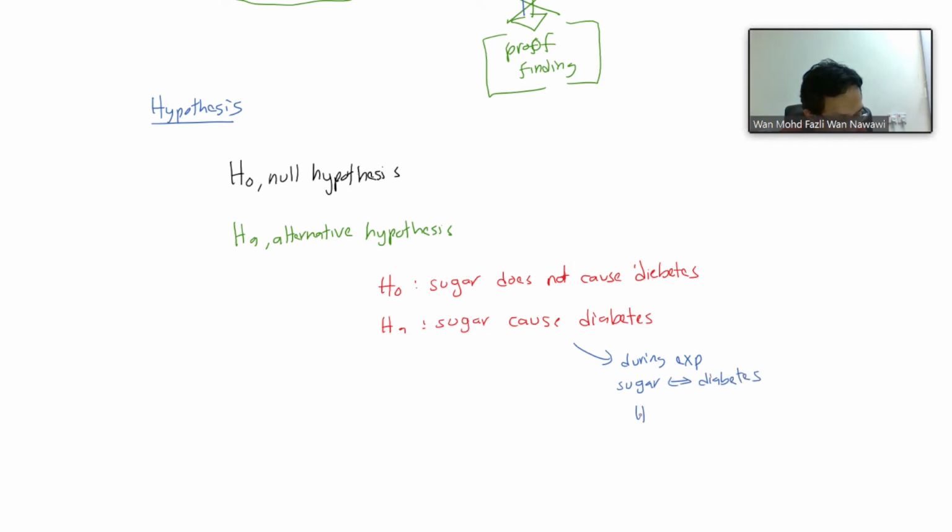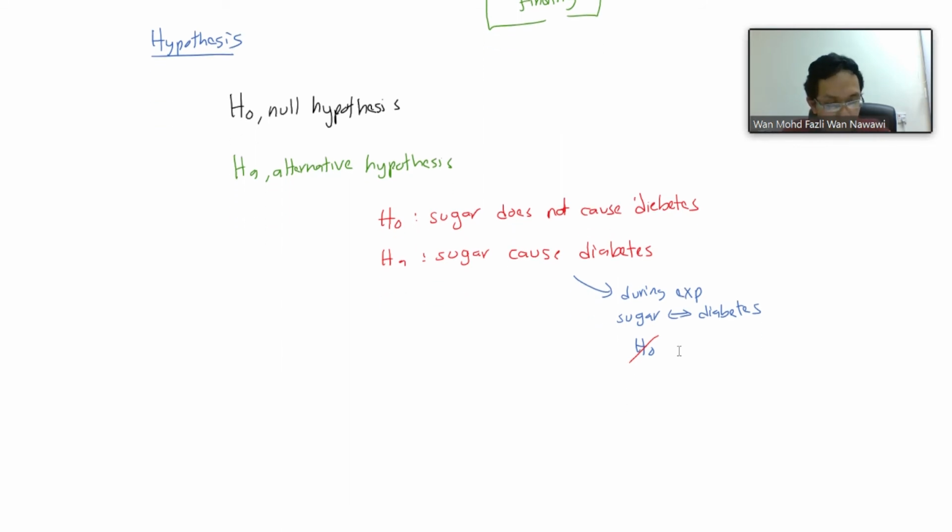So basically what you do is that you are rejecting this null hypothesis. In other words, when you reject this, it means the statement that sugar causes diabetes is the most likely outcome. But you can never be sure, because you are testing a sample. When you do this type of experiment, sugar and diabetes, you are not asking all the population, you just test a few percent only.